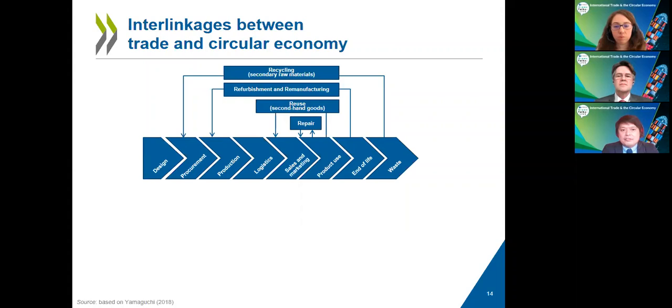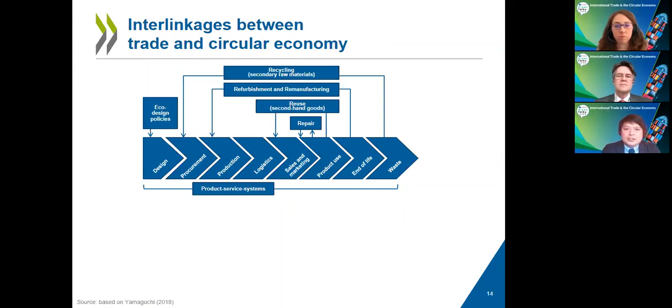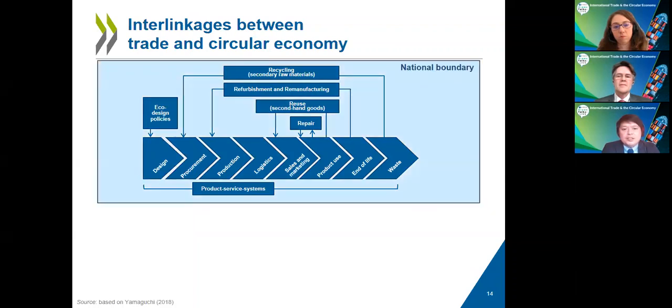There can also be efforts upstream, such as eco-design policies that extend material loops. And finally, there are product service systems that extend a product life cycle as well, such as car sharing services that are also part of the circular economy concept. Now, a lot of these policies and initiatives happen within domestic boundaries, but they have important linkages with international trade, and in three main ways.